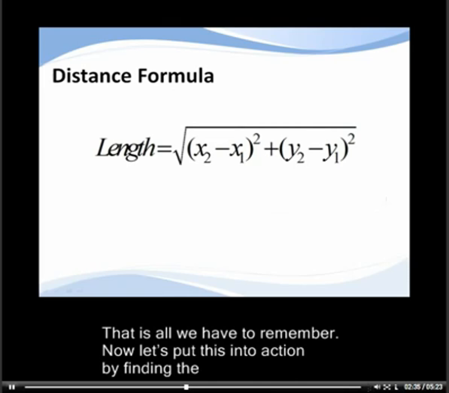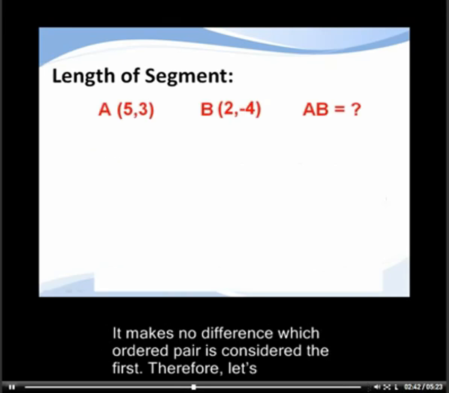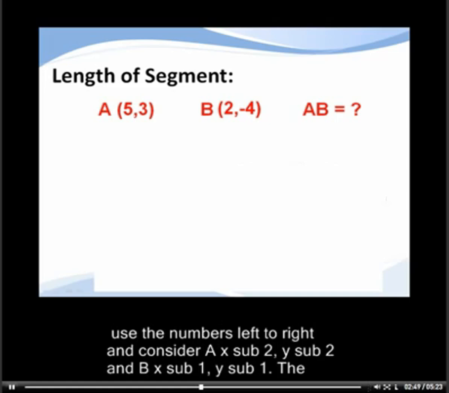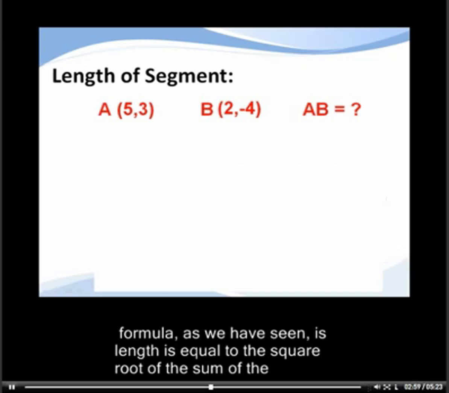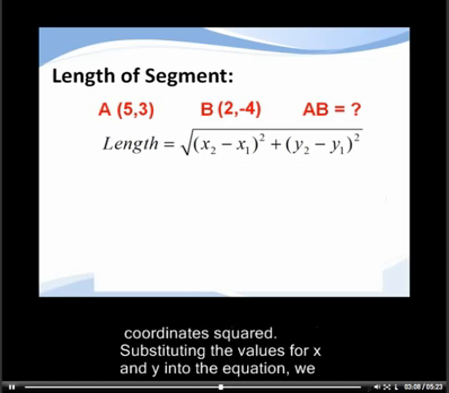Now, let's put this into action by finding the length of a segment when given two endpoints. It makes no difference which ordered pair is considered first. Therefore, let's use the numbers left to right and consider A, x sub 2, y sub 2, and B, x sub 1, y sub 1. The formula, as we have seen, is length is equal to the square root of the sum of the difference of the x-coordinate squared and the difference of the y-coordinate squared.